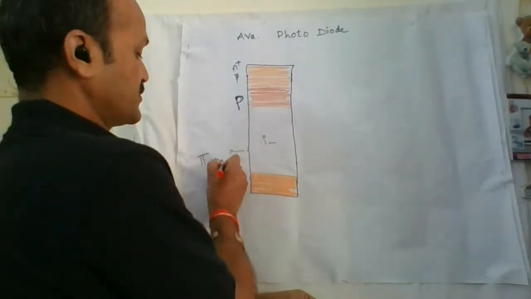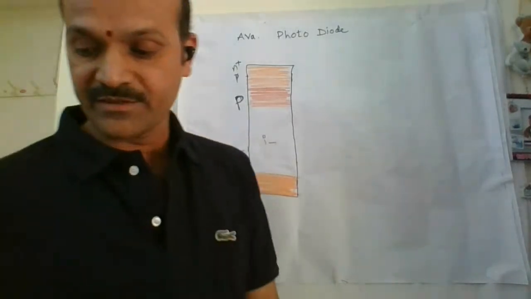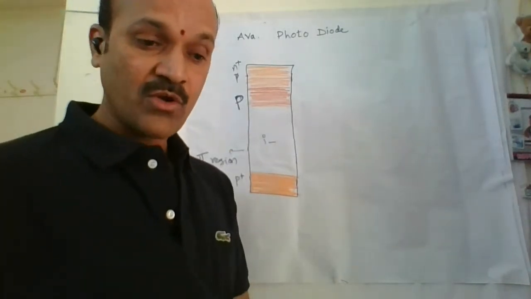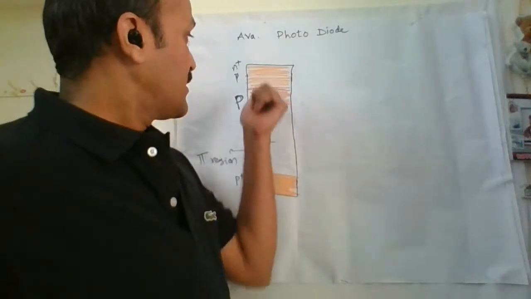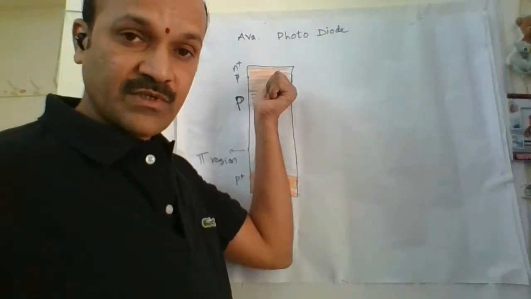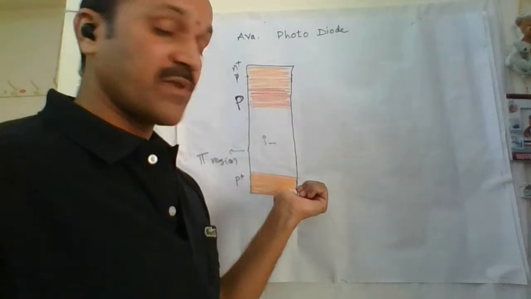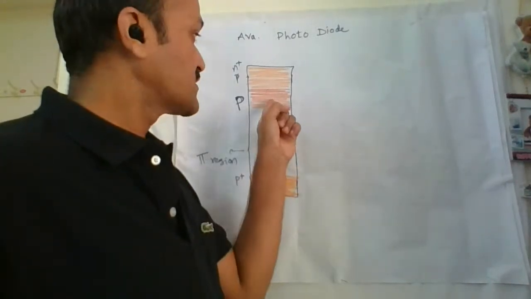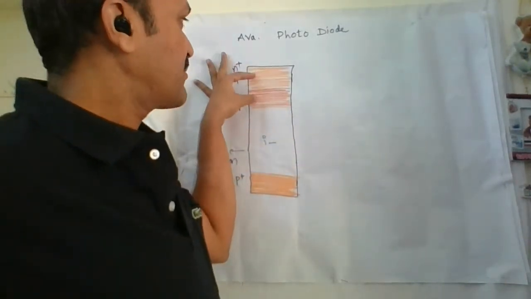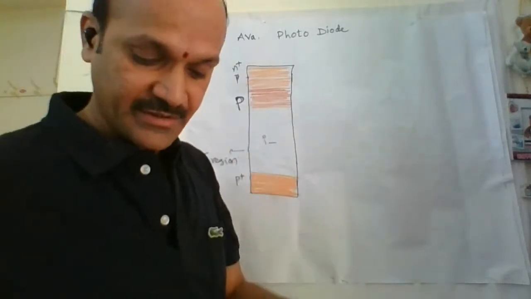Pi region, or I region. This is N plus, heavily doped. This is P plus, heavily doped positive, and this is P. Here you have a PN diode, right?